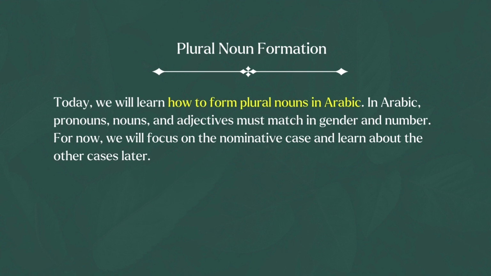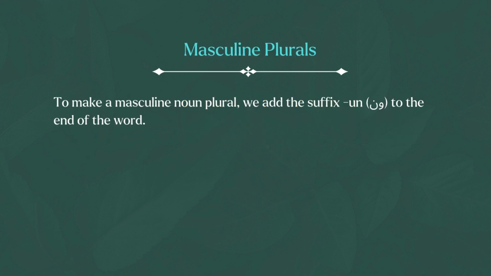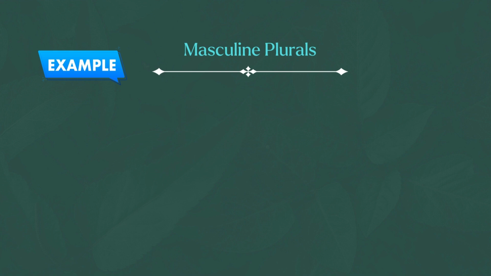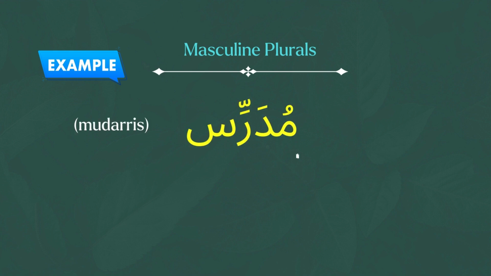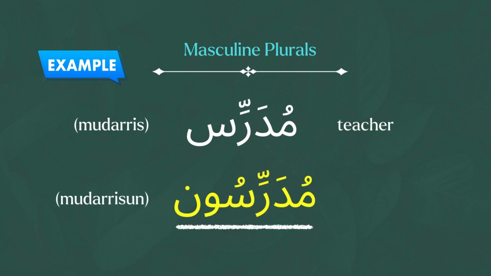Today we will learn how to form plural nouns in Arabic. In Arabic, pronouns, nouns, and adjectives must match in gender and number. For now, we will focus on the nominative case and learn about the other cases later. To make a masculine noun plural, we add the suffix waw noon to the end of the word. For example, the noun مدرس, teacher, becomes مدرسون, teachers.